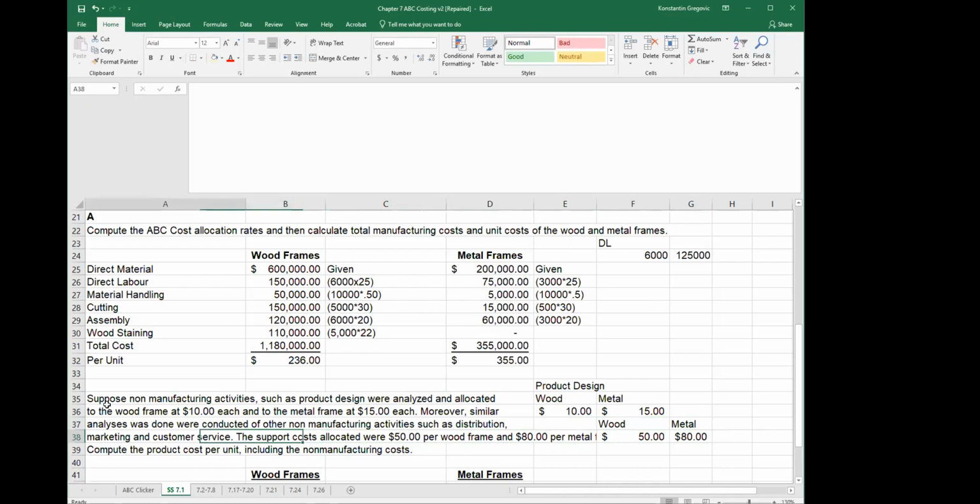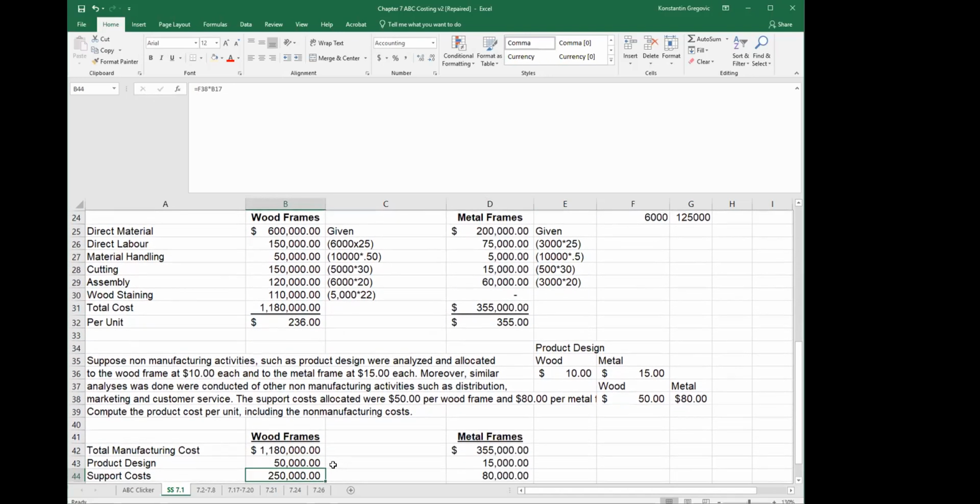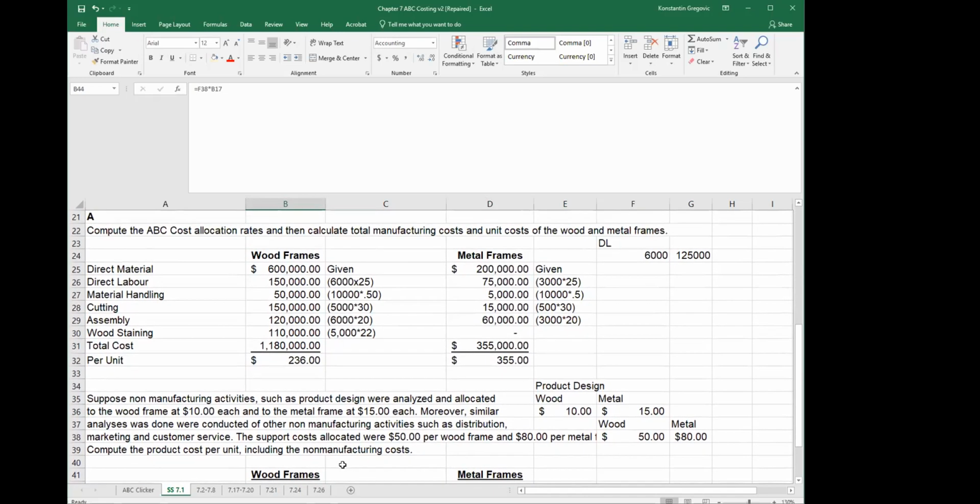So now we want to calculate the product cost per unit, including these non-manufacturing costs. What's the first step? So now I've got wood frames, metal frames. I've got my product costs. Now I want to add in some design costs, and I want to add in some support costs. So basically, we want to grab the total cost from wood frames and metal frames, right? So now I want to calculate my product design cost. How do I calculate it? What's the product design cost for wood frames?